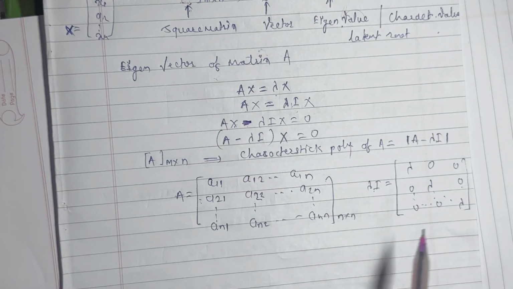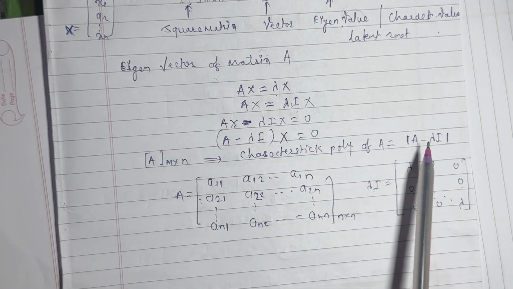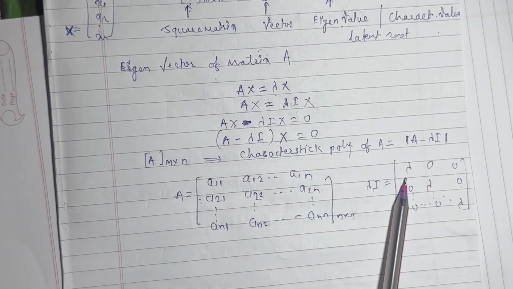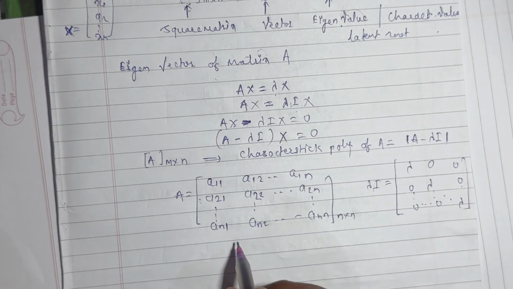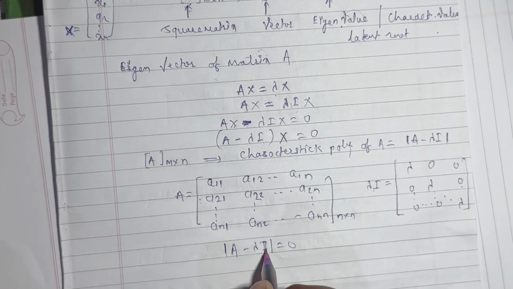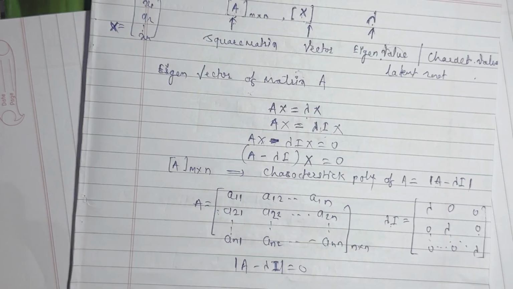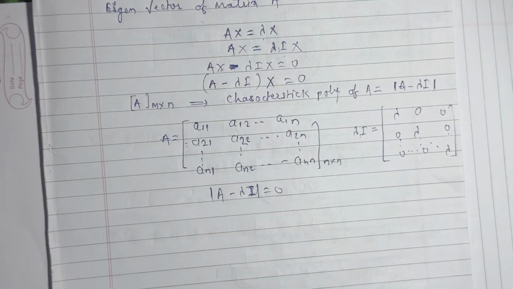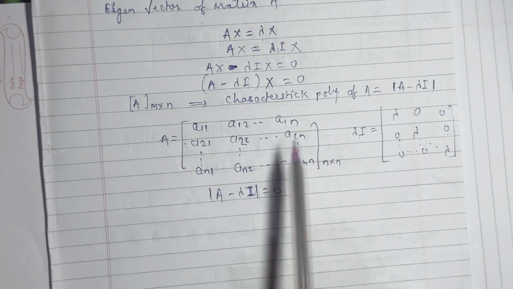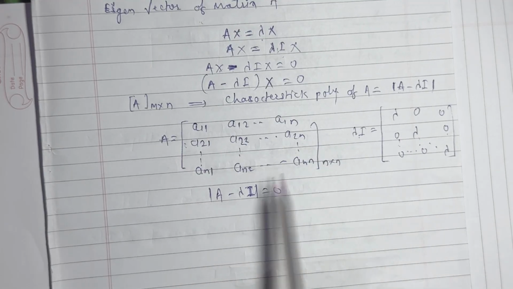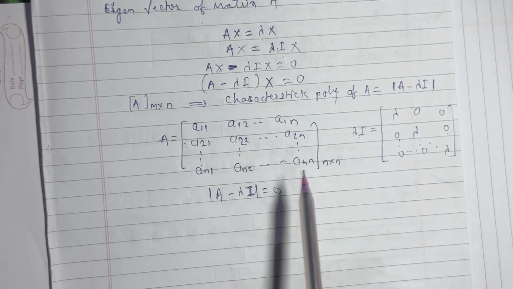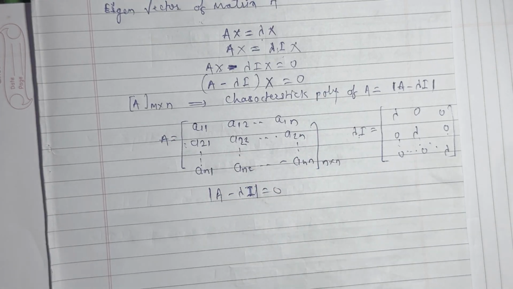So our characteristic polynomial says that A − λI equals 0. So you are supposed to take the determinant. For that, you have to subtract λ from A and then find the determinant, and the roots of this determinant will give us the characteristic values, or eigenvalues, of the matrix.